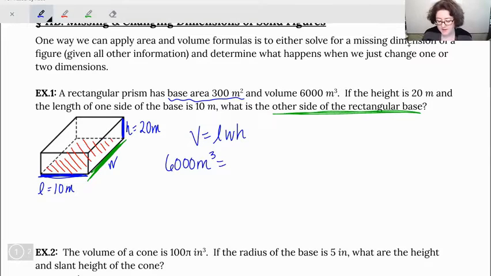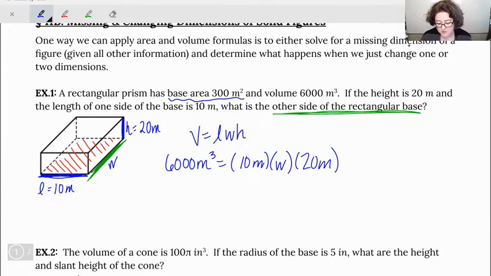And they gave us a length. They gave us the 10 meters. So 10 meters. We don't know what the width is, so let's call that W. And they gave us the height of the overall figure. They called that 20 meters. So once I plug everything in, actually, I'm only missing one variable, and we can just use algebra to solve.